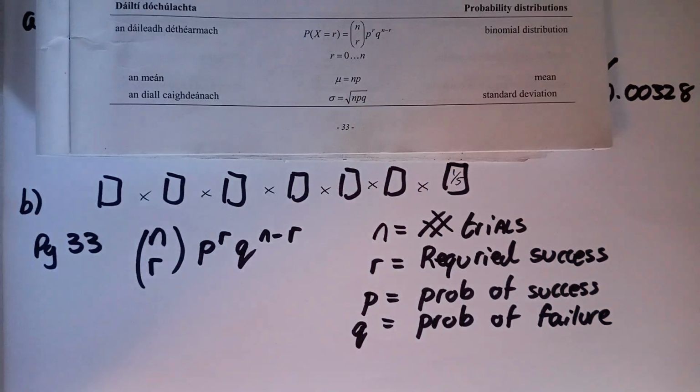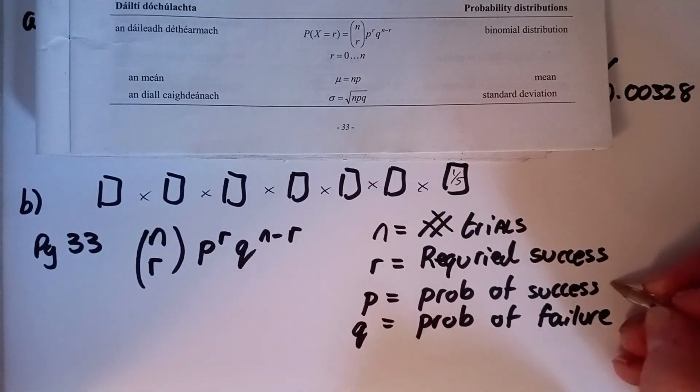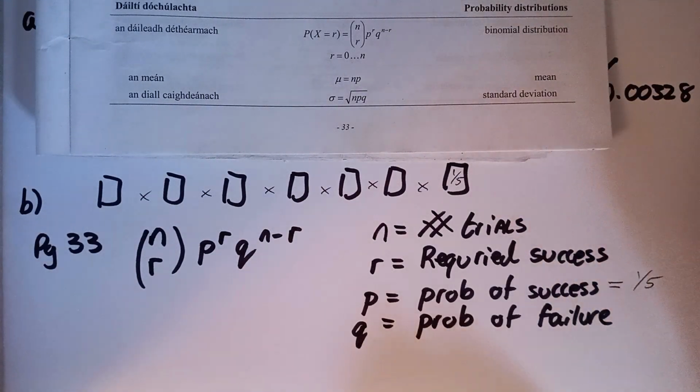Now, there's some of these you can get very quickly. The probability of success for our particular question is the very first probability given. That will straight away be a 1 in 5. Basically, the phone is answered. That is a success. And naturally, the probability of failure straight away is a 4 in 5. The phone is not answered.